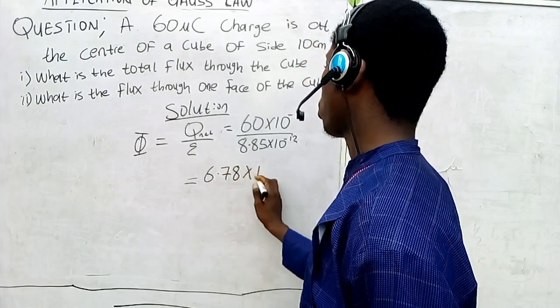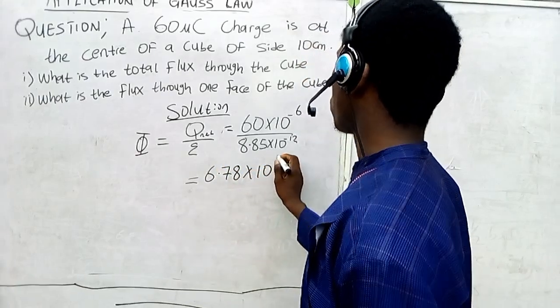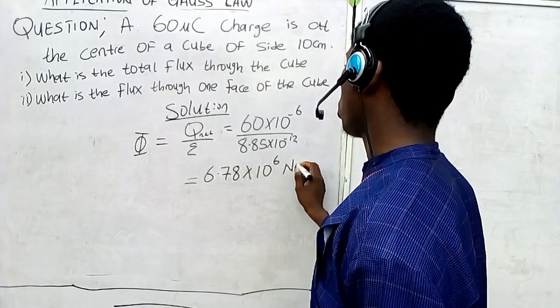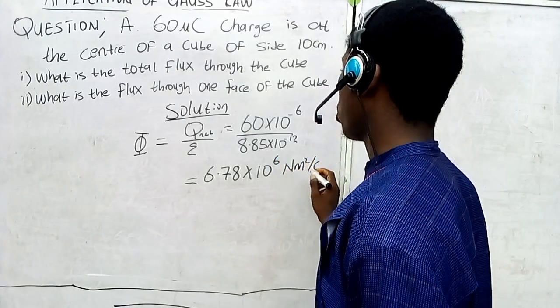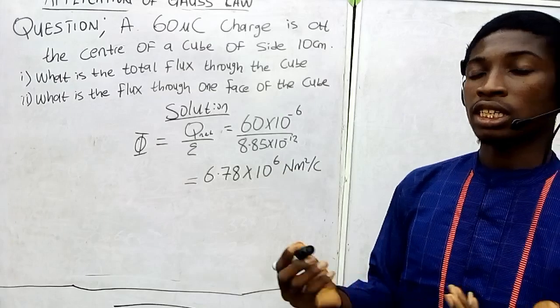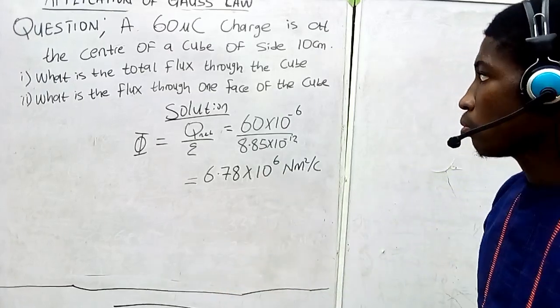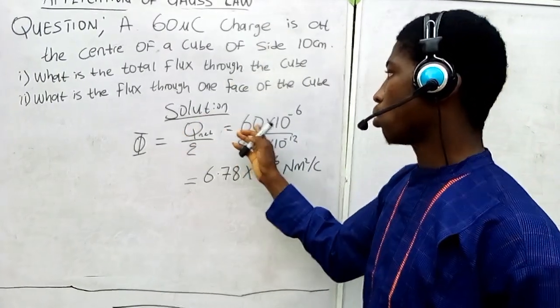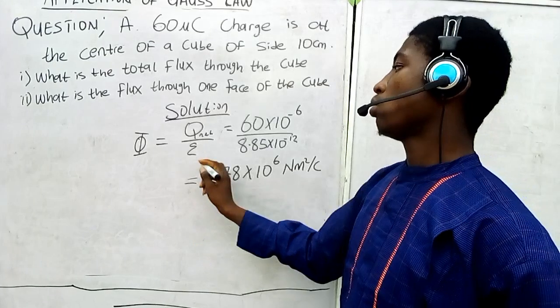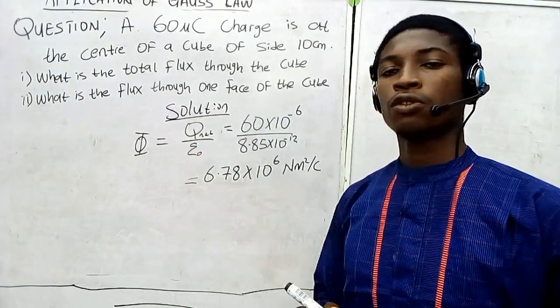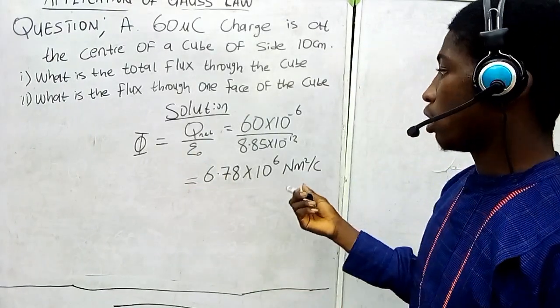6.78 times 10 to the power of 6 newton meter squared per coulomb. And it's as easy as that. So we have our charge, which is Q, over epsilon naught, the permittivity of free space. And this is our answer. So this is how to do it.